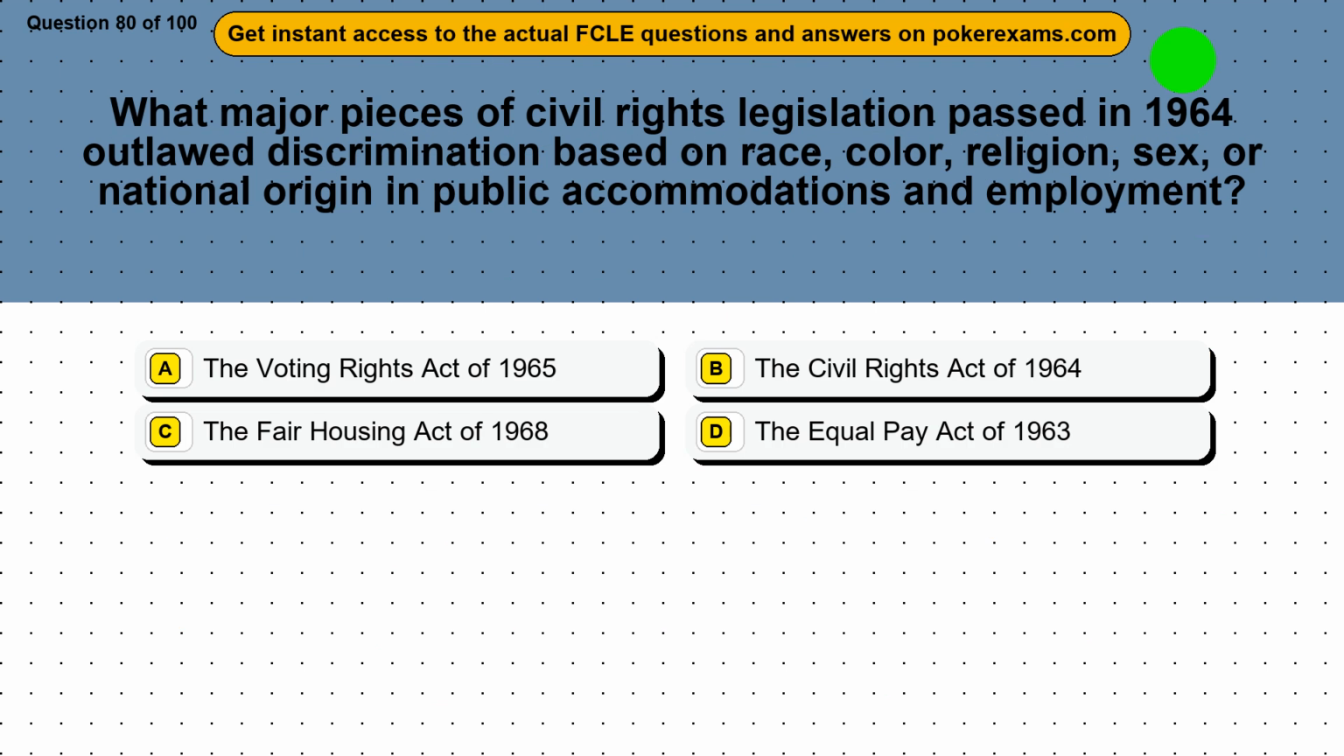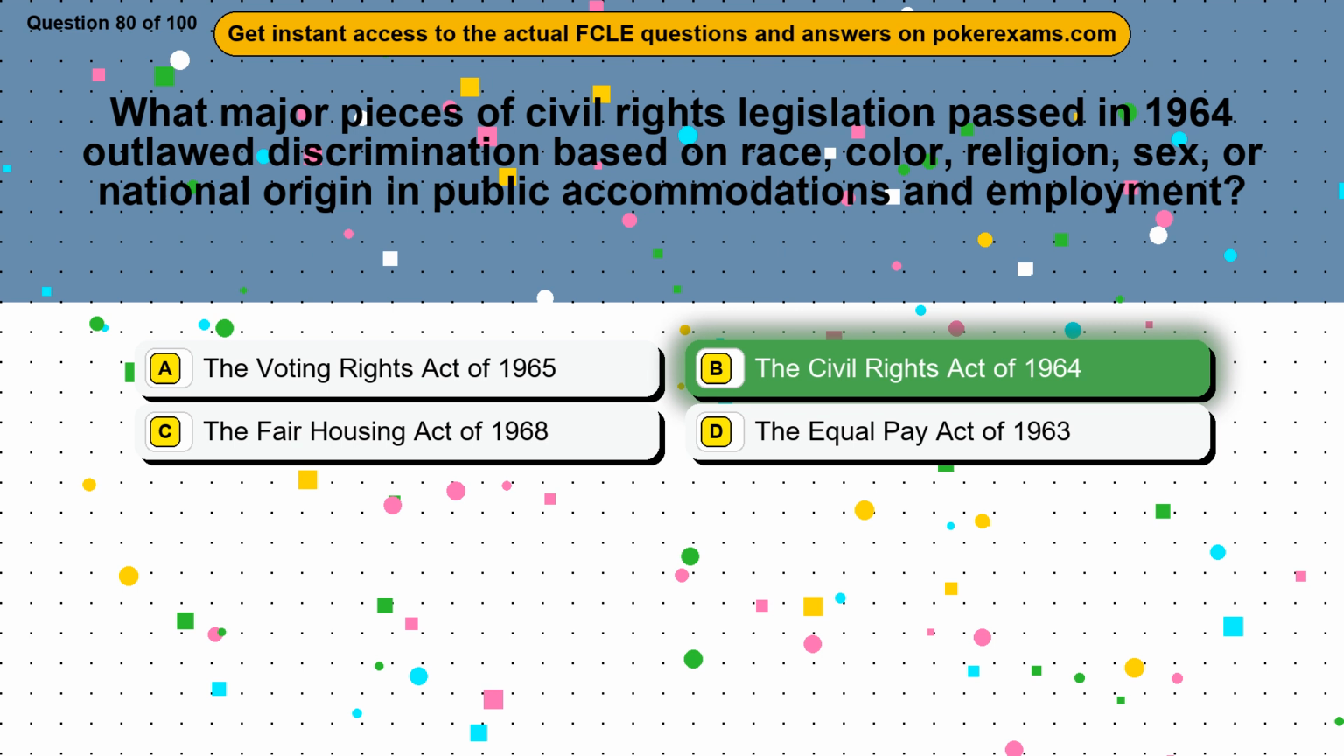Question 80. What major pieces of civil rights legislation passed in 1964 outlawed discrimination based on race, color, religion, sex, or national origin in public accommodations and employment? Option A, the Voting Rights Act of 1965. Option B, the Civil Rights Act of 1964. Option C, the Fair Housing Act of 1968. Option D, the Equal Pay Act of 1963. The correct answer is option B, the Civil Rights Act of 1964.